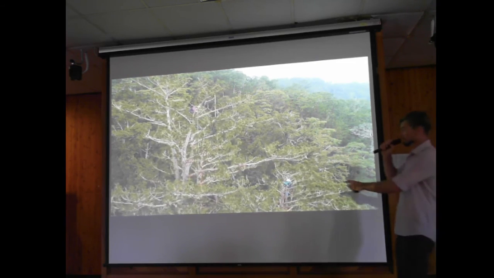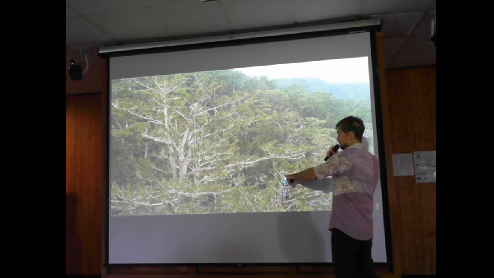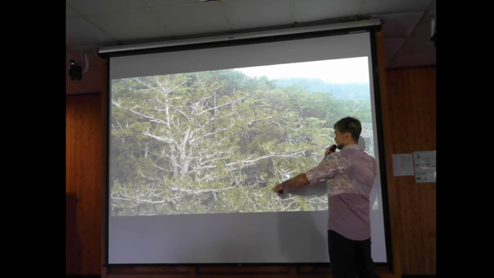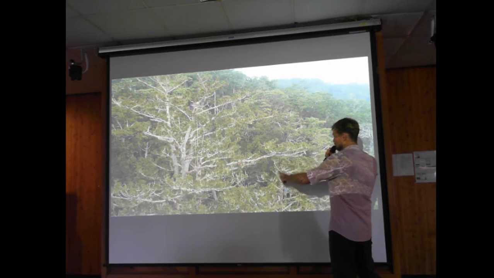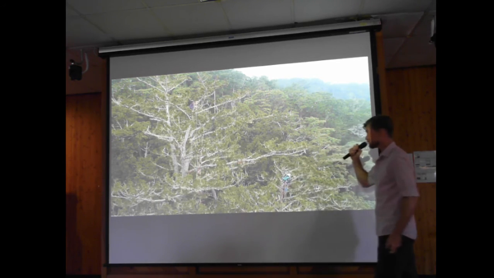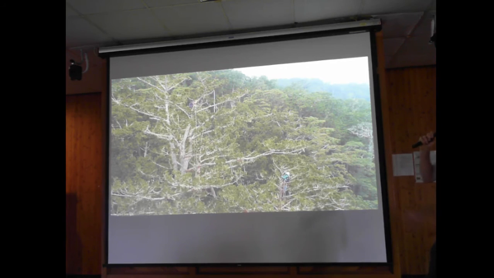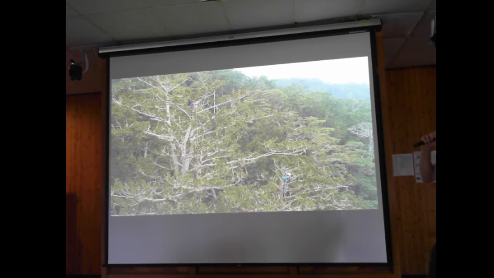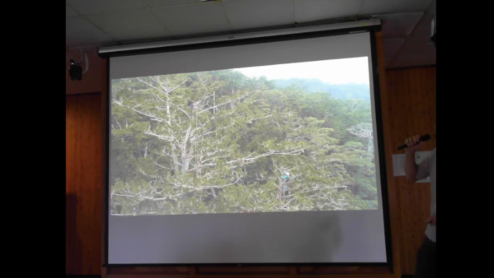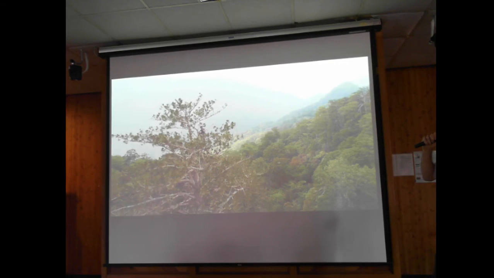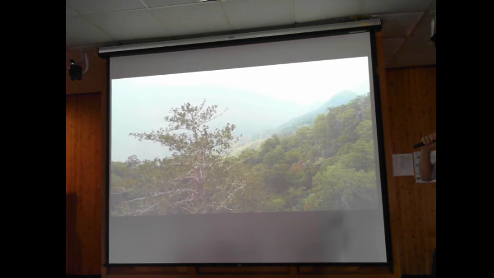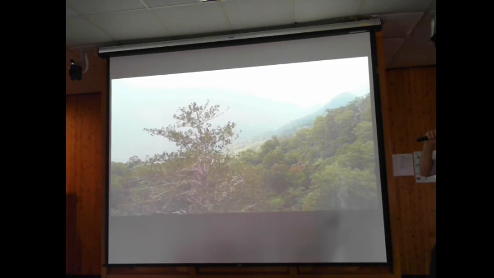So Sky is actually at the very, very top. This is the middle sister. This is actually the extreme summit of the middle sister tree, and you can see the difference in height between those two trees. What an amazing place to be.